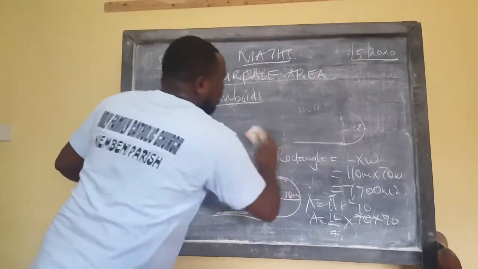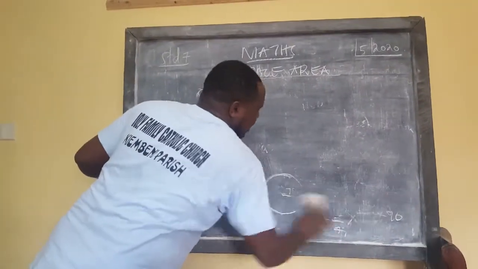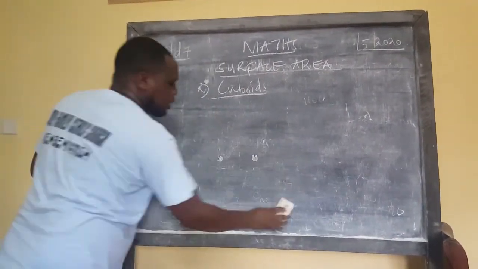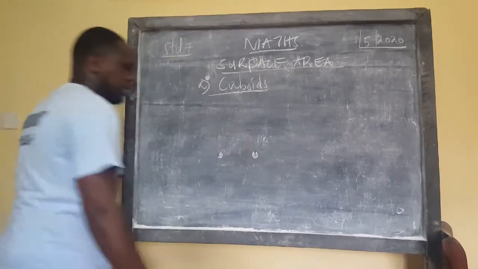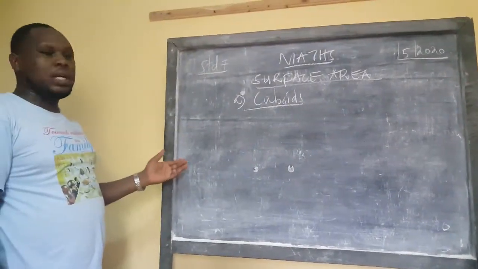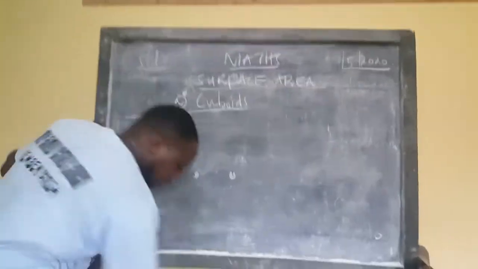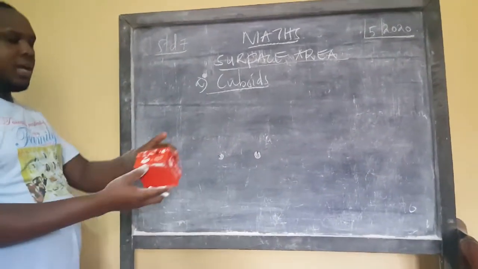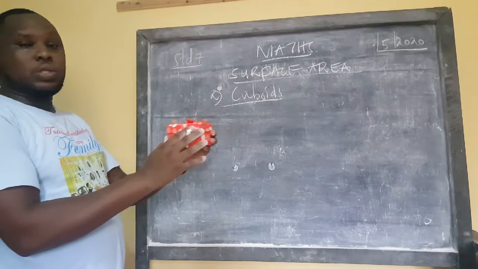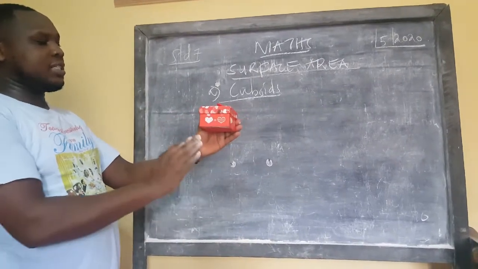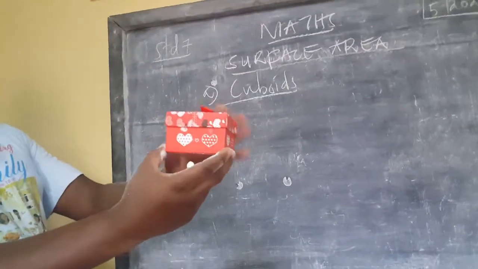We want to discuss surface area of cuboids. And before we do that, we need to understand what cuboids are. So a cuboid looks like what I am holding here. And today we are interested only in the surfaces, the faces. So a cuboid looks like this.